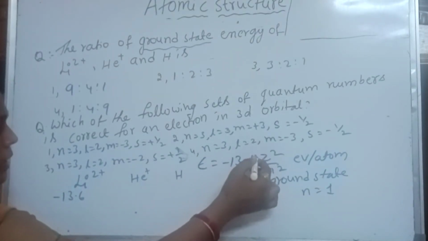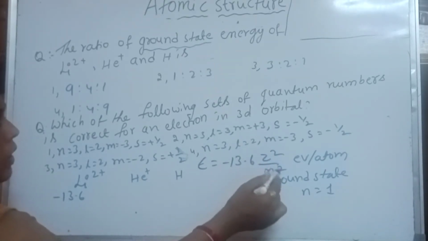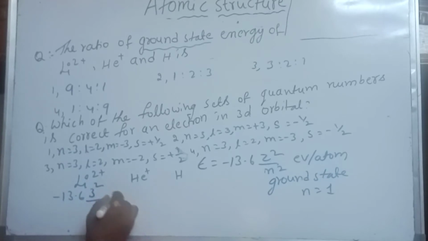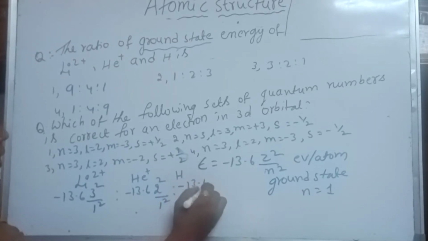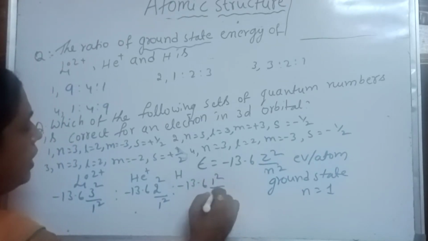In this formula, Z means atomic number and n is the orbit number. Z for lithium: the atomic number of lithium is 3, isn't it? So 3 square by 1 square. For helium, minus 13.6, the atomic number is 2, so 2 square by 1 square. For hydrogen, minus 13.6, the atomic number of hydrogen is 1, so 1 square by 1 square.